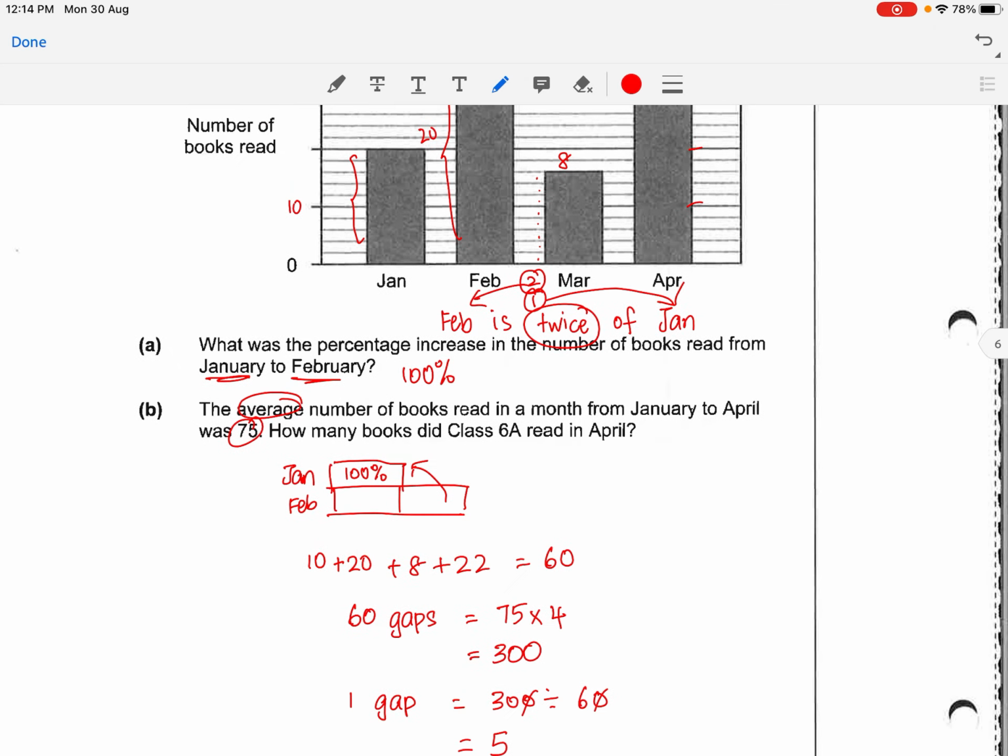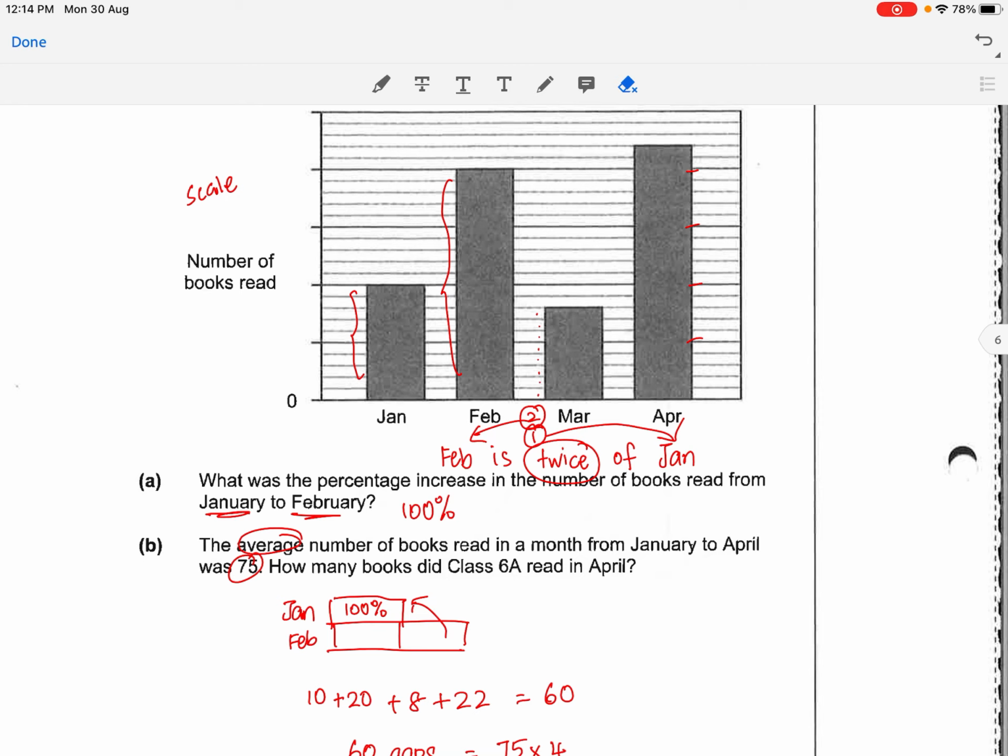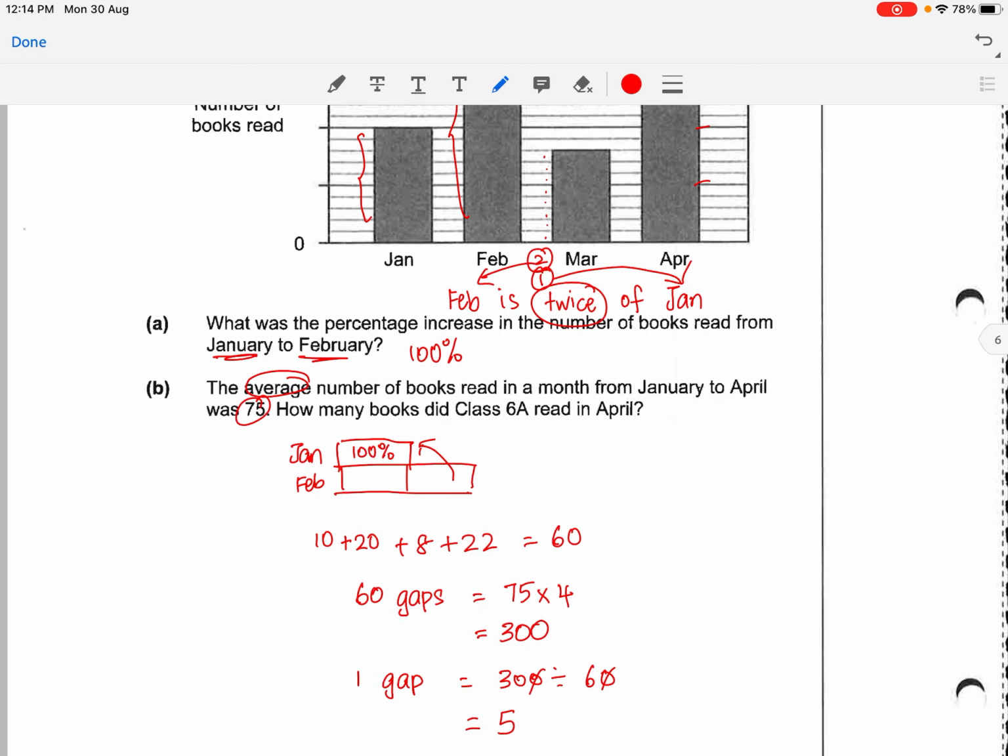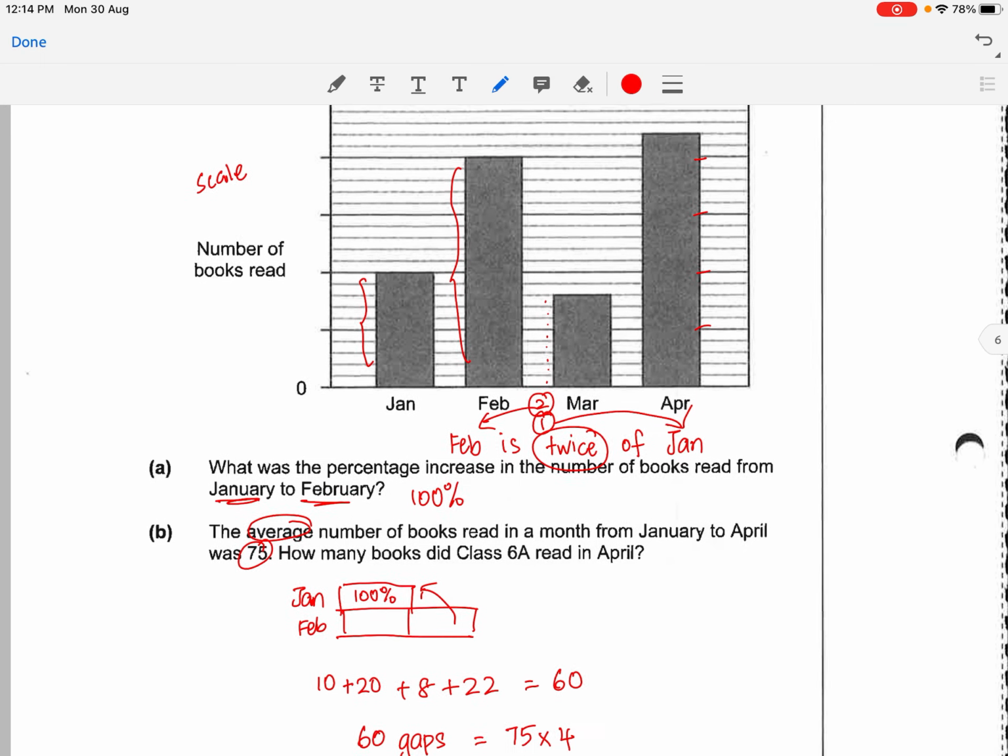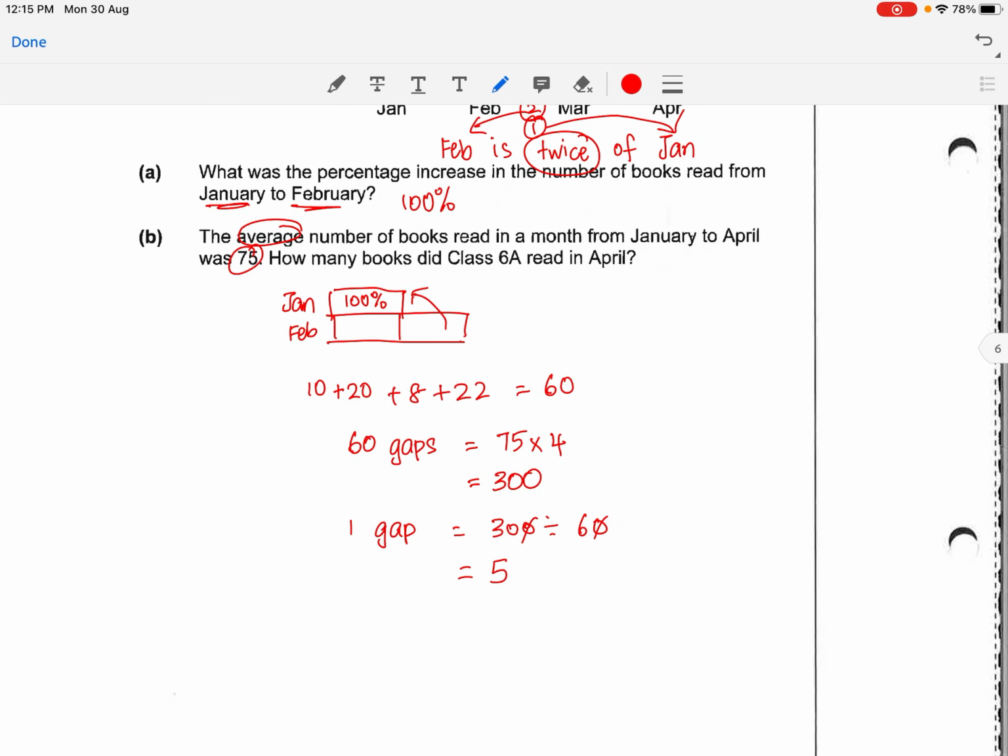So you know that your interval, I'm going to erase this in case it confuses you, okay? This refers to the gaps. But now you do know that the interval is 5. So what you need to do is, after knowing that the interval is 5, you will just find April. Just now, April, the interval that we counted was 22. So what I'm going to do is to use 22 gaps. I will have 22 times 5 equals to 110.